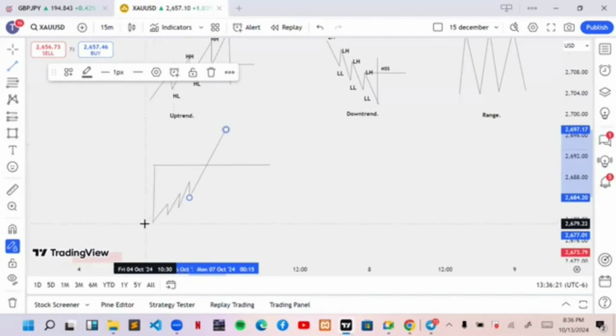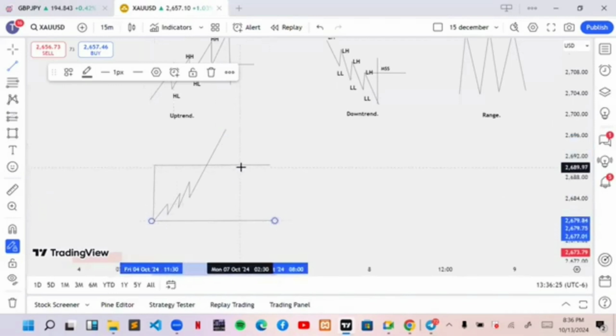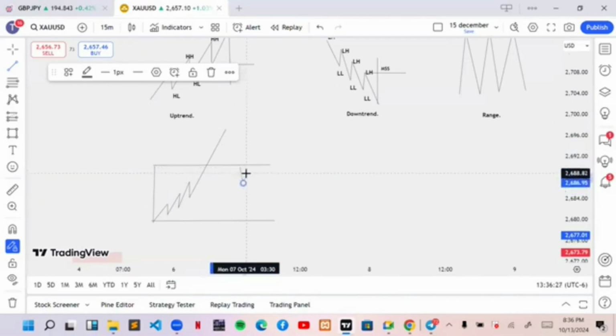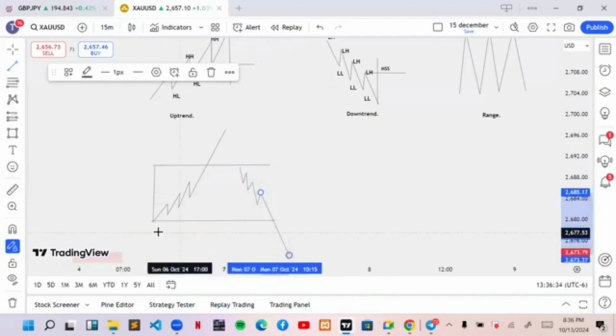Same thing as if this was a support zone right here, and market was on a downtrend, making a series of lower highs and lower lows, lower highs and lower lows, lower highs and lower lows. And so it does something like this. It has broken this key level, which is a support zone. So now what you're still going to be looking for is sells, because this was a break of structure and not a market structure shift.